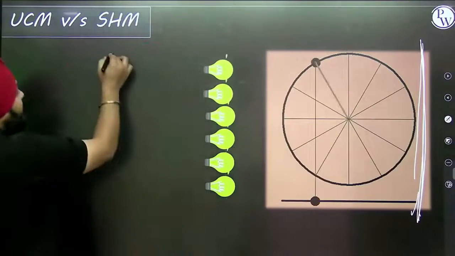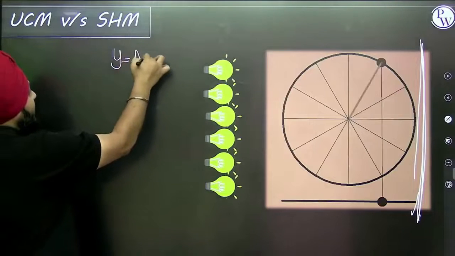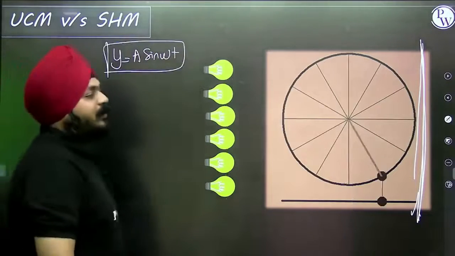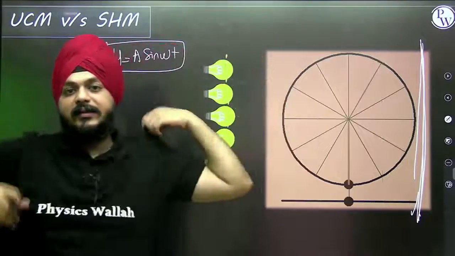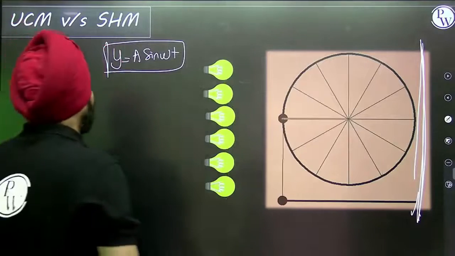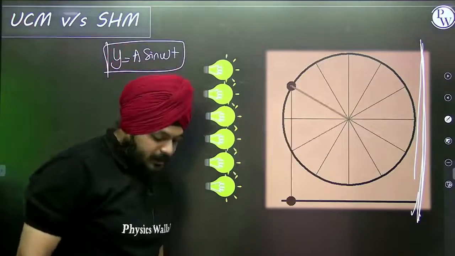For this we have the equation of SHM as y is equal to a sine of omega t. This is the difference, guys, right? y is equal to a sine of omega t.